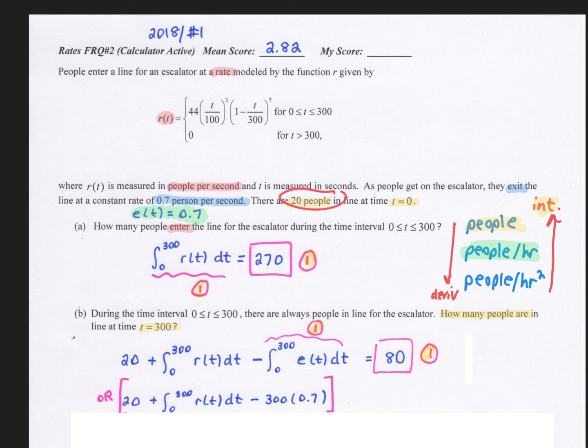Point-wise, you'll get a point to either write the integral as I have it written here. You could put a 0.7 in place of that E, or you could just do 300 times 0.7, and then you get 1 point for that answer of 80.